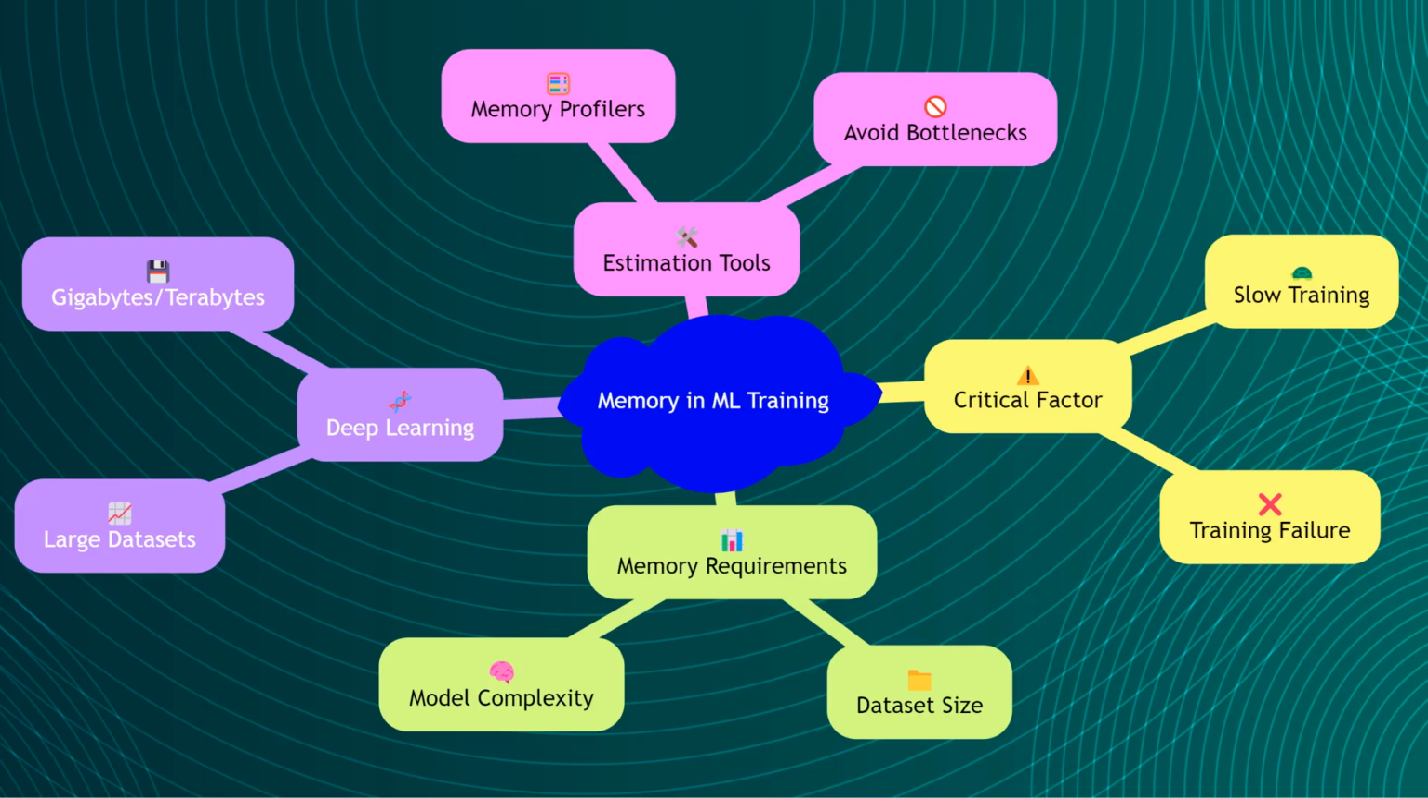Memory is a critical factor in ML training. Insufficient memory can lead to slow training times or even failure to train the model. The amount of memory required depends on the size of the dataset and the complexity of the model. For instance, deep learning models with large datasets may require several gigabytes or even terabytes of memory. It's essential to estimate the memory requirements accurately to avoid bottlenecks. Tools like memory profilers can help in assessing the memory needs of your training workload.